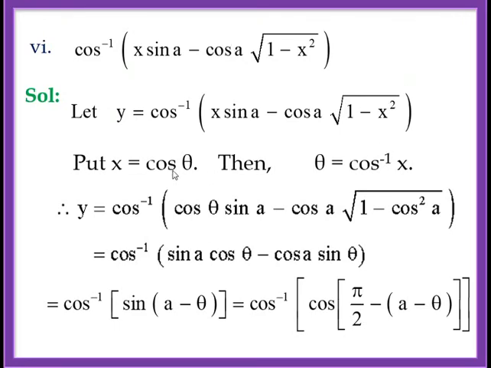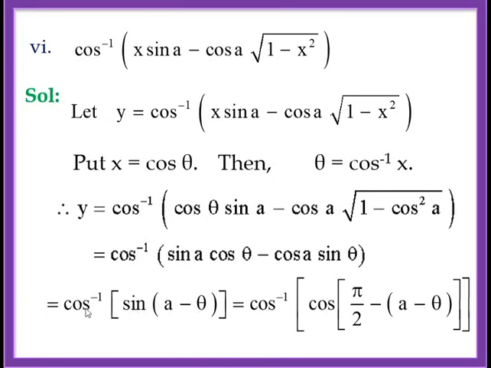Now x is cos theta. So in the later stage we will replace theta by cos inverse x. So y equal to what? Cos inverse of cos theta sin A minus cos A into sin theta. This is expansion. You will notice that this is expansion of what? Sin of A minus theta.